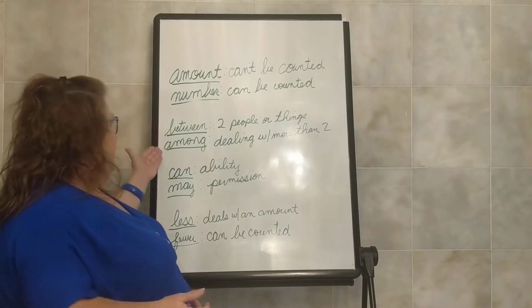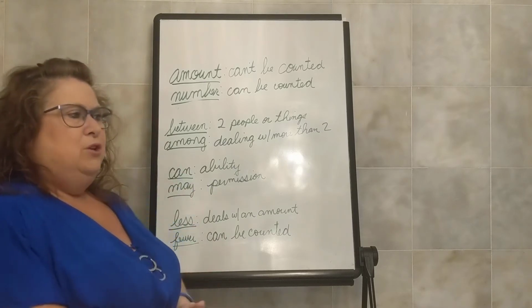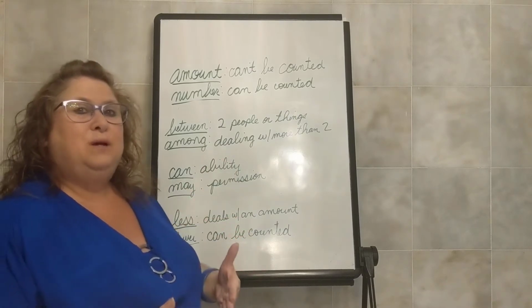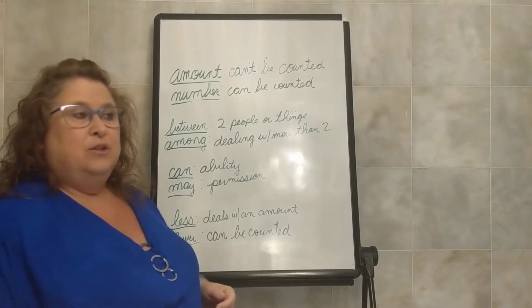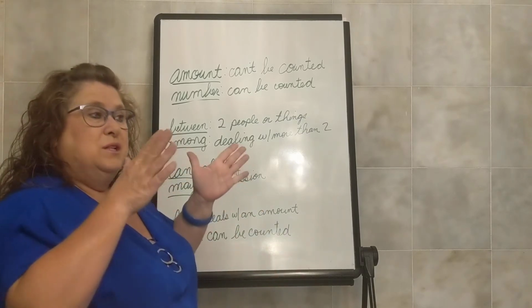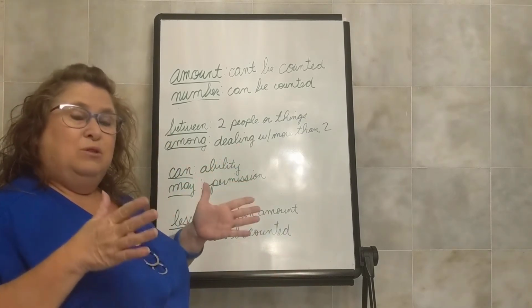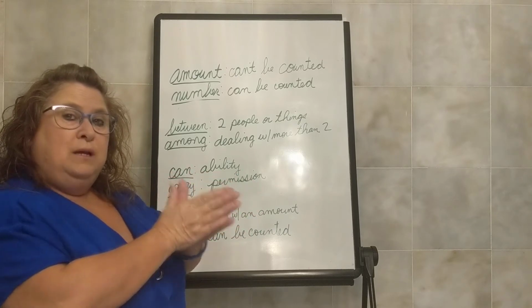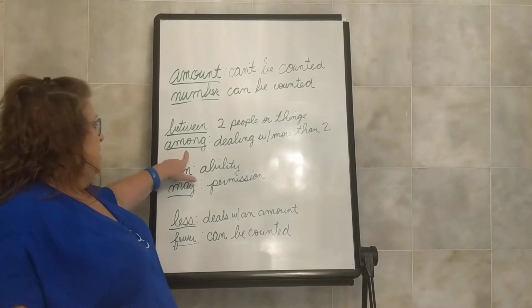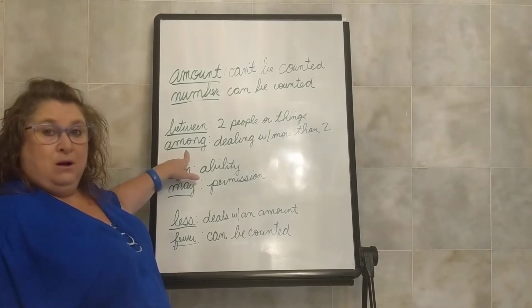Next we have between and among. We use the word between when we're talking about 2 things. I sat between mom and dad. The dog lay between the tree and the bush. When it's 2 things that we're dealing with or talking about, we use the word between. But if it's more than 2 things, we use the word among.